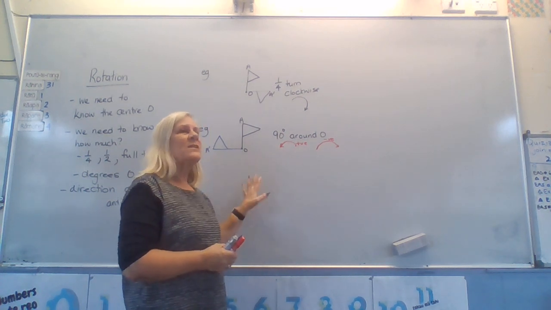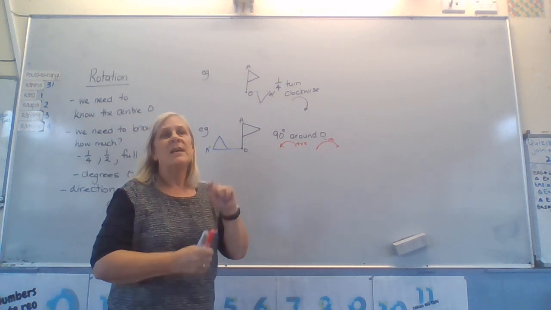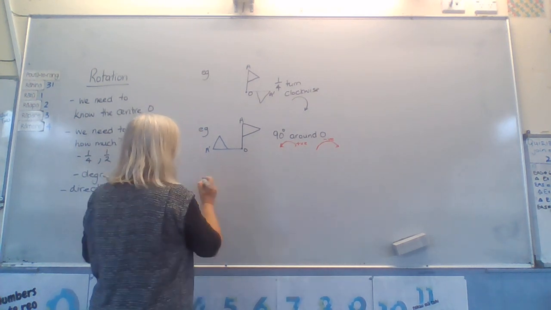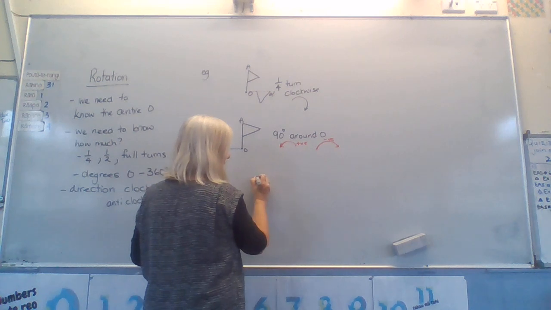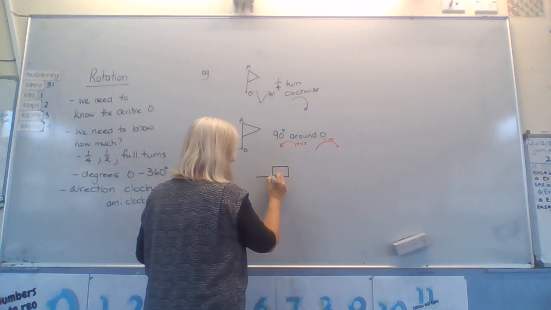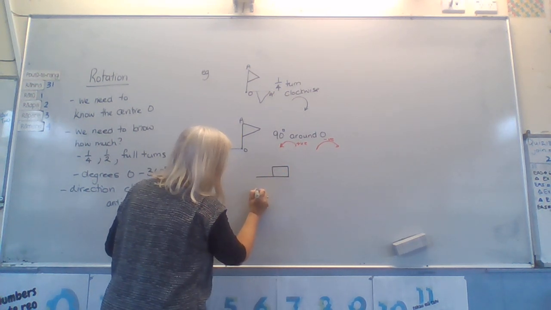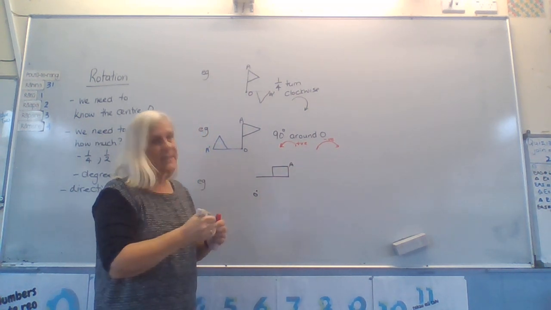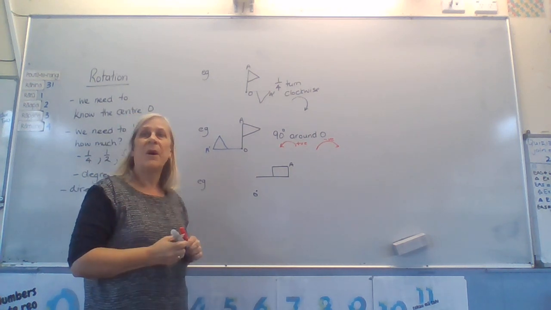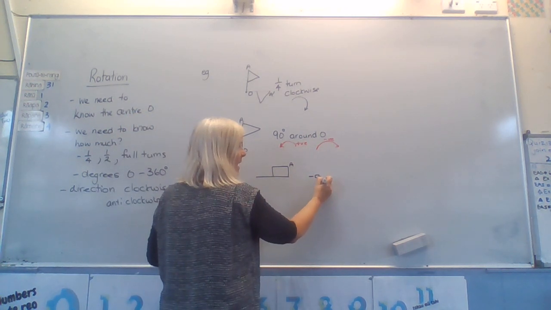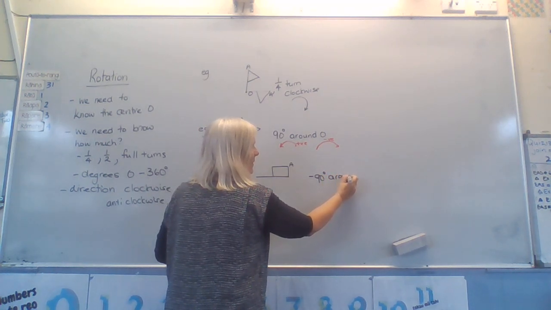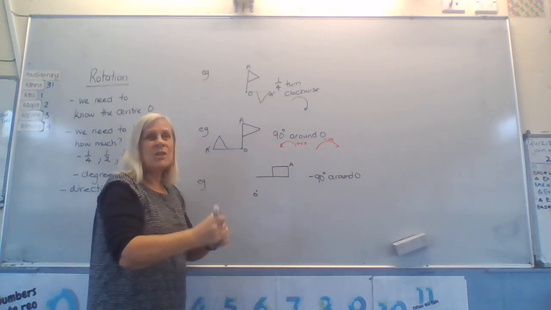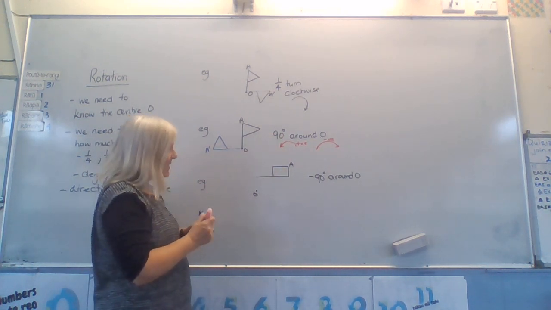Now, it's really easy to turn on a spot. It's way more difficult when the spot is not on our shape. So if we've got something like this, a square flag this time, and the spot is here. If this is our diagram and we are rotating this by negative 90 around 0, that means we're going that way, clockwise, but we've got to think about where the 0 is.